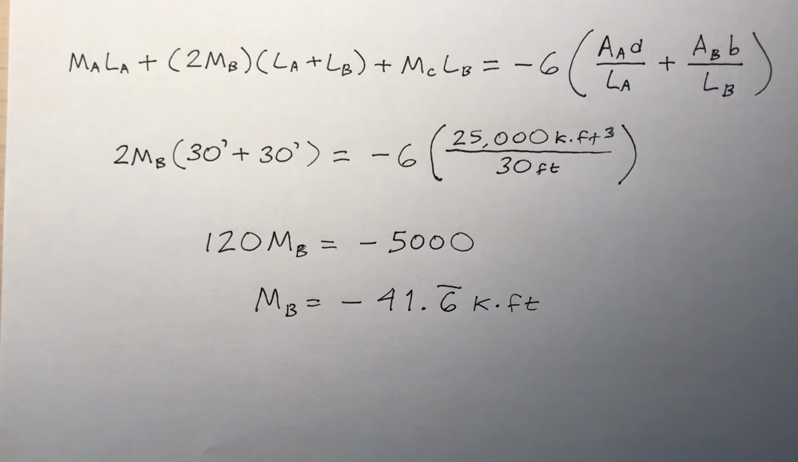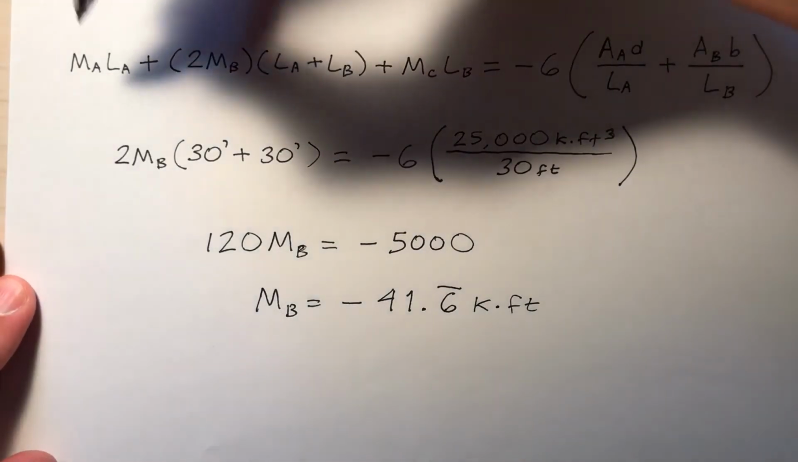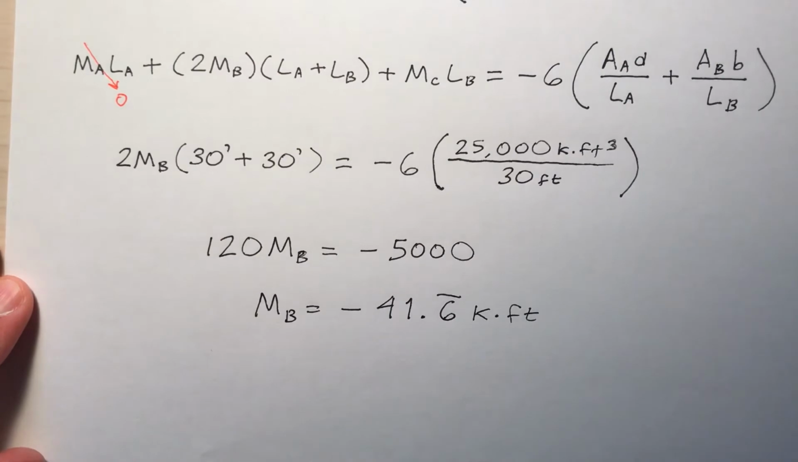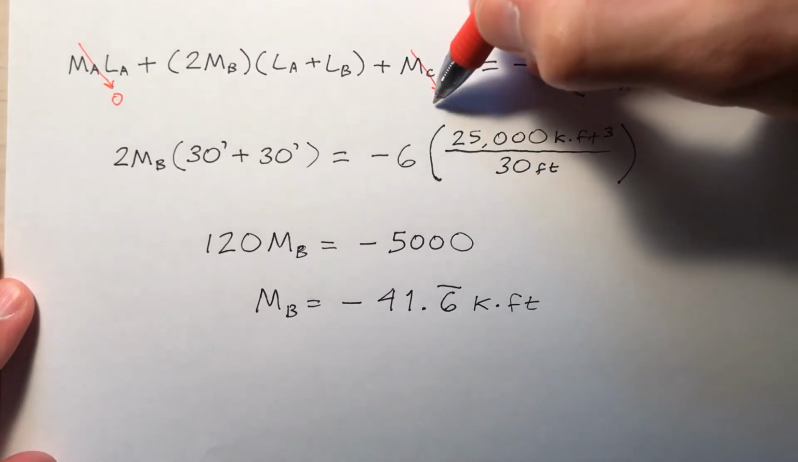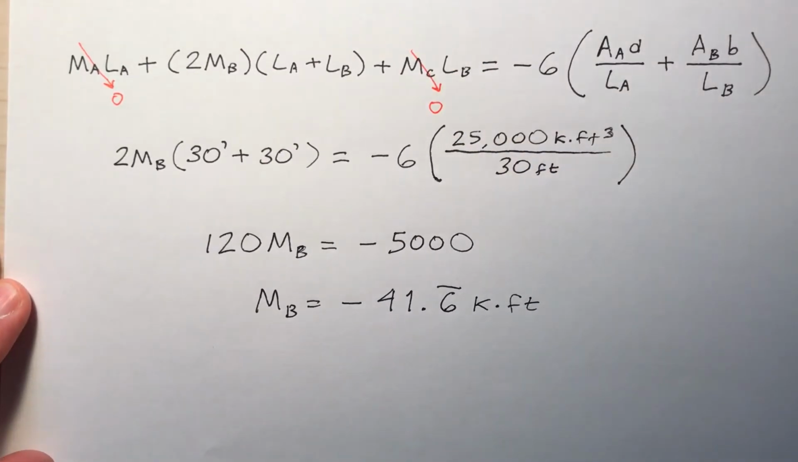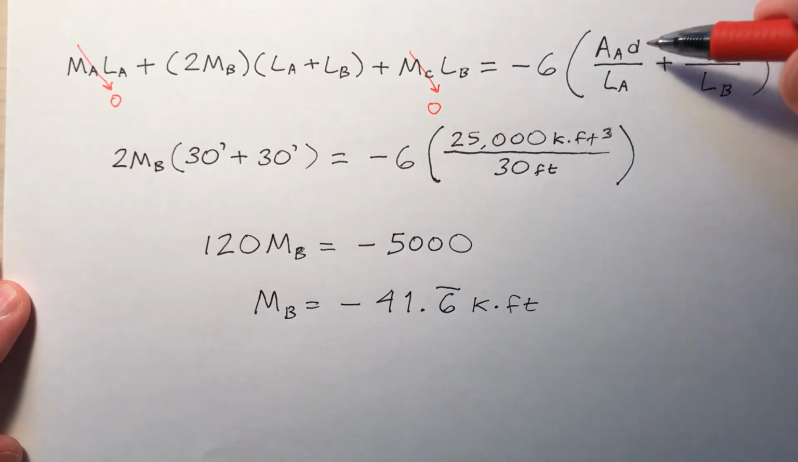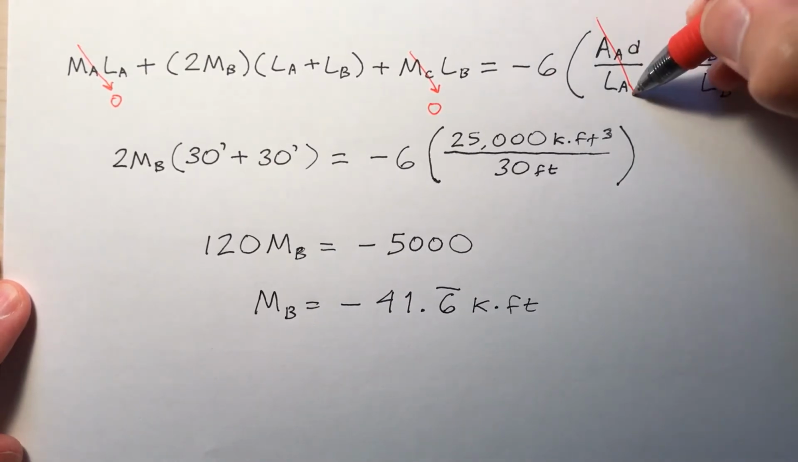So here's the 3-moment equation from earlier. You see I have it up here at the top. Now, I established that some of these were 0, didn't I? So I think I said previously that M sub A is 0. So M sub A, this goes to 0. And then M sub C was 0. So those go to 0. And then on the right side, the A sub A was 0, so was the little a, so this term is going to go to 0.